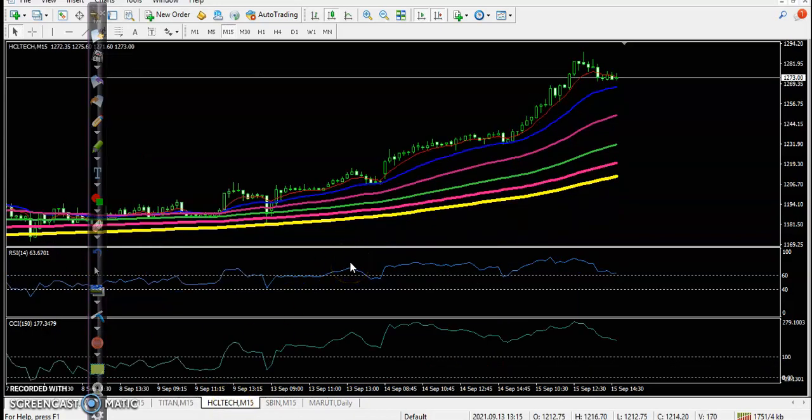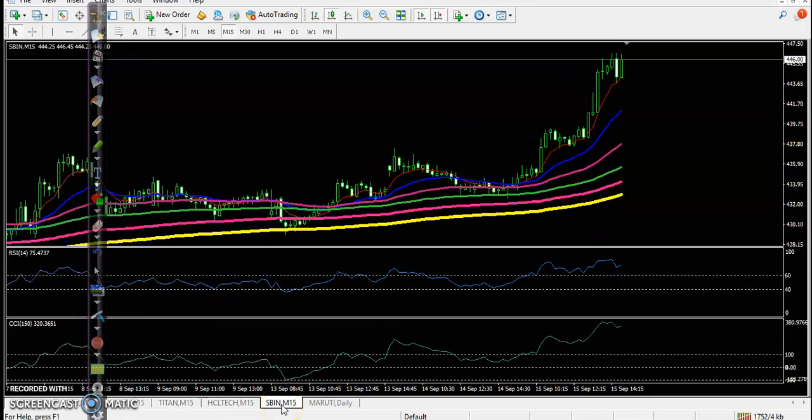So let's see here. Perfect, they are bouncing off 20. We missed that opportunity. Next, they are bouncing off 20, forming a bullish candlestick pattern. At the same time, they are bouncing off 60. So exactly that was our entry point.